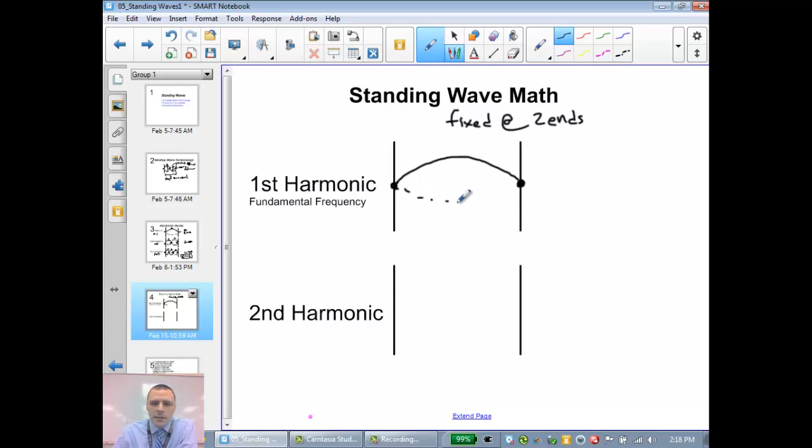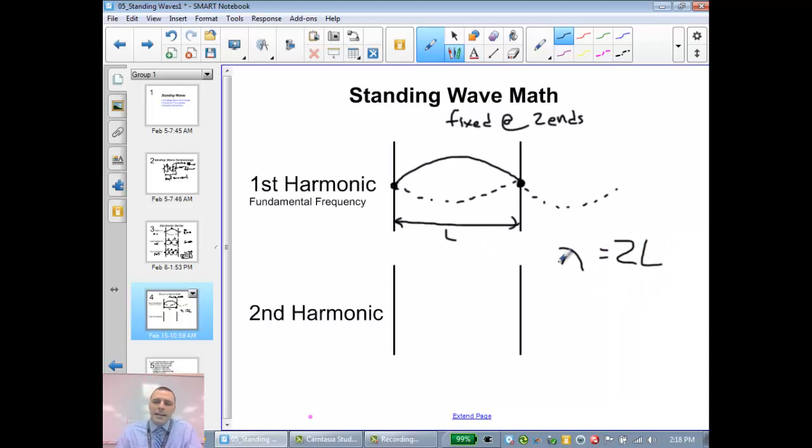And what happens in the first harmonic is that we have only one half of the wave. The other half of the wave kind of exists out here. It doesn't exist, but you could project it almost. And if you have half of the wave and you know the length between the ends, the wavelength is equal to 2 times that length.